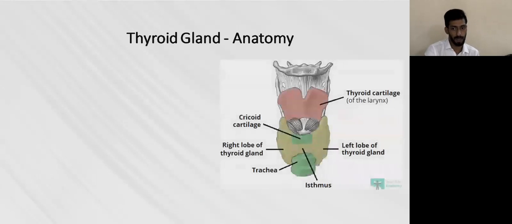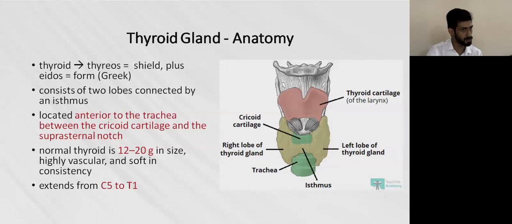Going on to the anatomy, these first few slides might look a little boring. Thyroid, the word comes from a Greek word which means shield. It's got two lobes connected by an isthmus. It's a butterfly shaped gland, anterior to the trachea and between your cricoid and your suprasternal notch. The normal thyroid is roughly 12 to 20 grams in size. It is a highly vascular organ and generally soft in consistency. The vertical extent in terms of spinal levels will be from C5 to T1.